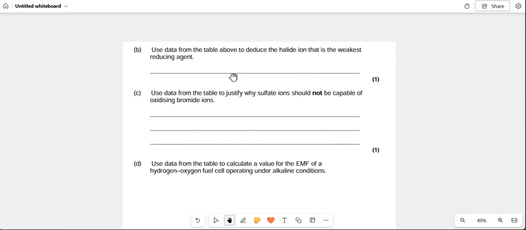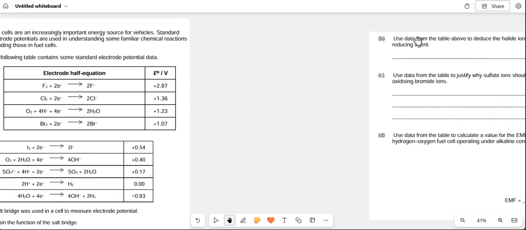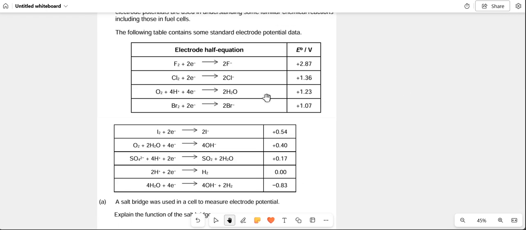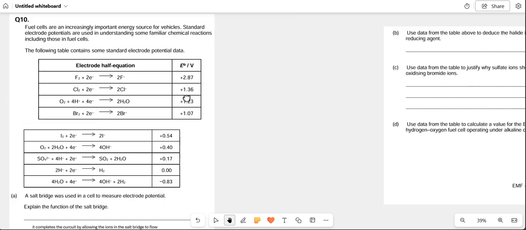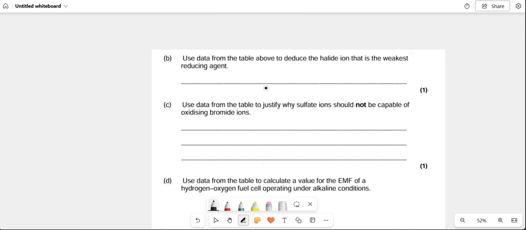Use data from the table above to deduce the weakest reducing agent among the halides. Weakest reducing agent means it needs to be oxidized, and all of these on the left are reducing, so we're looking at things on the right here. F2 goes that way very strongly. That's the highest one, plus 2.8, so it's very good at reducing. So it's rare that F minus is going to go back and oxidize, because it has such a strong one going that way. Therefore the halide that's the weakest reducing agent is F minus.